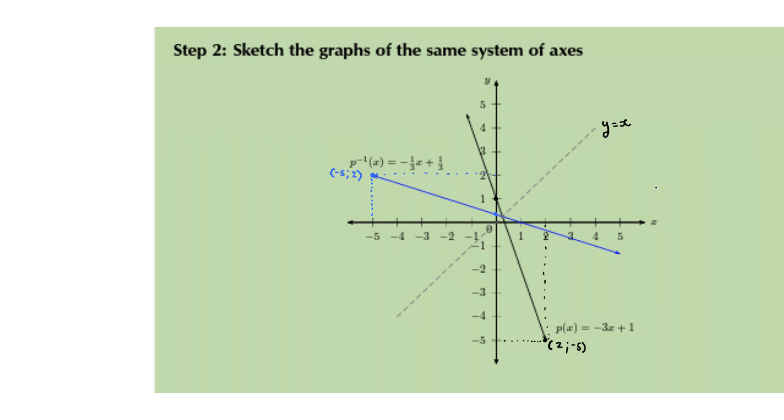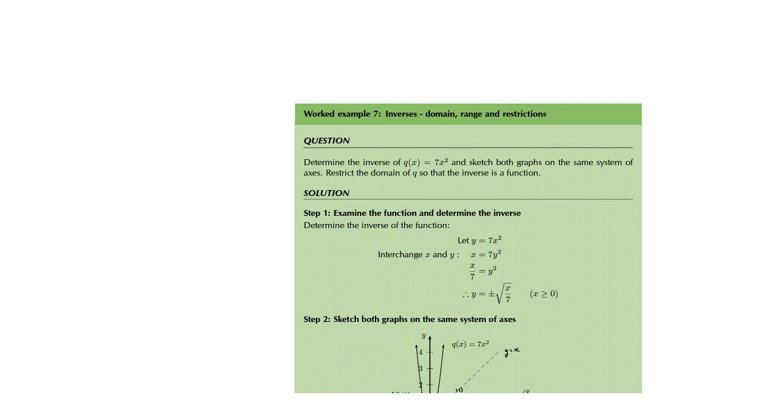So if you're given the original function, the quick way to sketch the graph of the inverse is to just plot points from your original function by swapping the x and y values around. When we get to the quadratic function, we will see very soon that the inverse of a quadratic function is not a function. Rather, it's a relation. However, we are going to be asked to make the inverse of a quadratic function a function, and we're going to do this by restricting the domain of our original quadratic function.